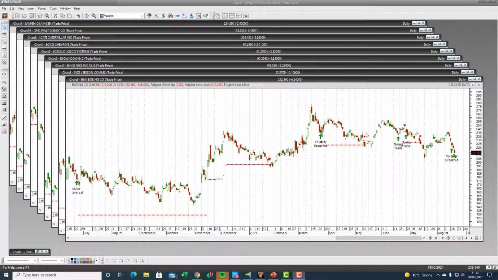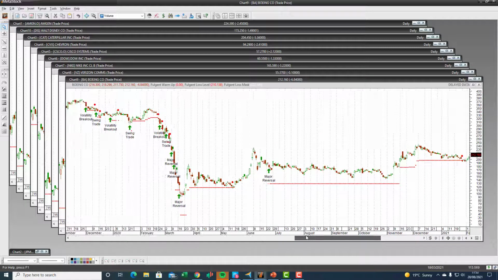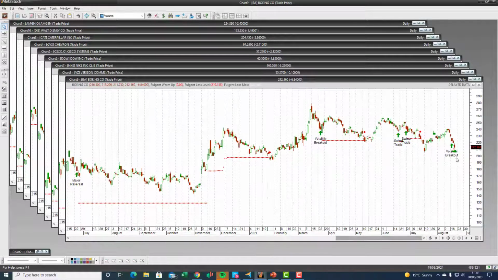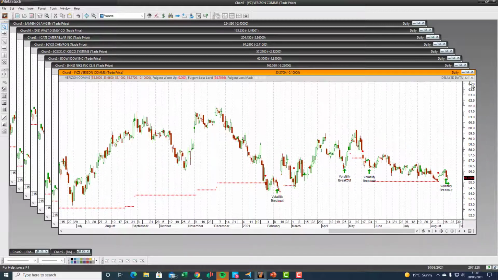Boeing is another one that's 2 bars into a long trade, number 105, which is a volatility breakout. You can see the trailing stop is put in just below the 212, 210 zone. There have been quite a couple of choppy trades in Boeing, with a major market reversal there as well. It's quite a risky trade since it's an airline stock, but we have a volatility breakout on Boeing.